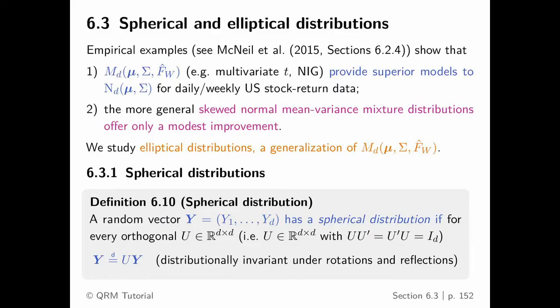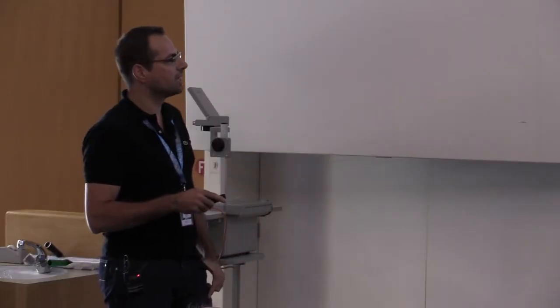So what is a spherically distributed random vector? And again, we look at random vectors. We don't look at densities here. So a spherically distributed random vector y is a random vector that is in distribution equal to a rotated or reflected version of itself. So it's essentially invariant distributionally under rotations and reflections. Now, you can go home, you didn't learn anything.